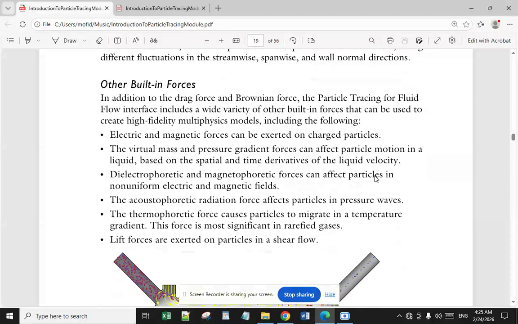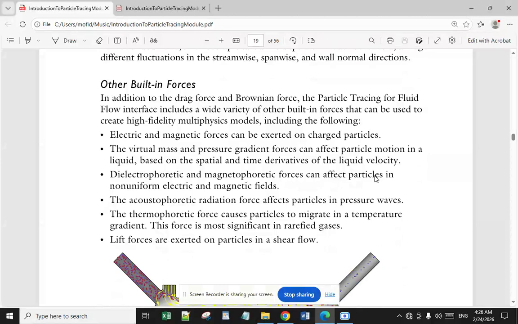Other built-in forces. In addition to drag force and Brownian force, the Particle Tracing for Fluid Flow interface includes a wide variety of other built-in forces that can be used to create high-fidelity multiphysics models, including the following. The first one is electric and magnetic forces, which can be exerted on charged particles. The next one is the virtual mass and pressure gradient forces, which can affect particle motion in a liquid based on the spatial and time derivatives of the liquid velocity.